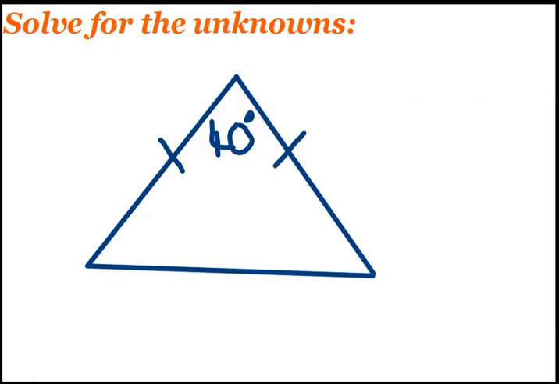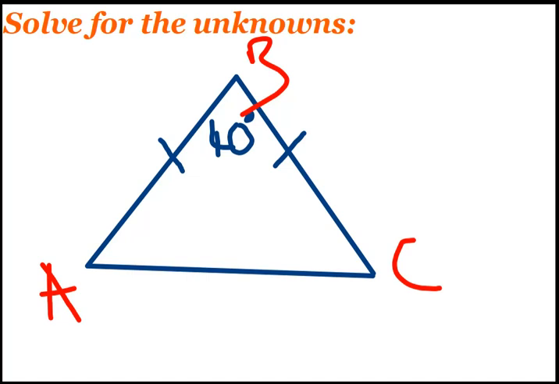In this question, we are required to solve for the unknowns, and I assume in this case the unknowns are the angles. So we have A, B, and C, and we only have one angle given, which is angle B, and it's equal to 40 degrees. Looking at this triangle, I can see that this is an isosceles triangle.